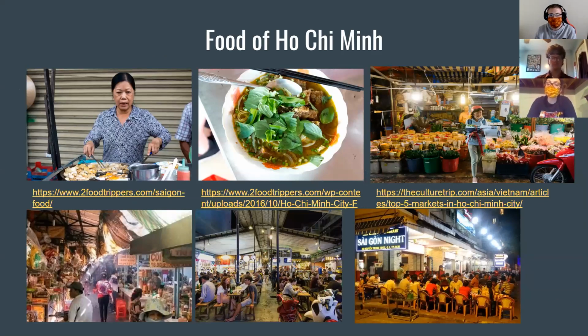This is just a visual representation of some of the food that's in the area. In the top left, you have a street vendor who's dishing out some food. The top middle one is known as slurp soup. It's a variety of vegetables and meats in a broth, and apparently it's really good. Top right is back to that market idea of all the varying goods that are available.